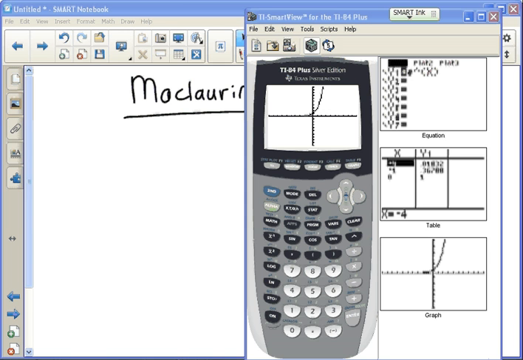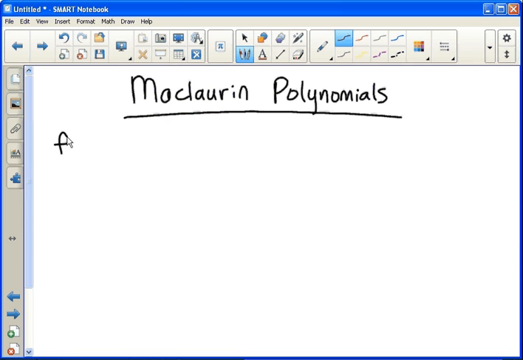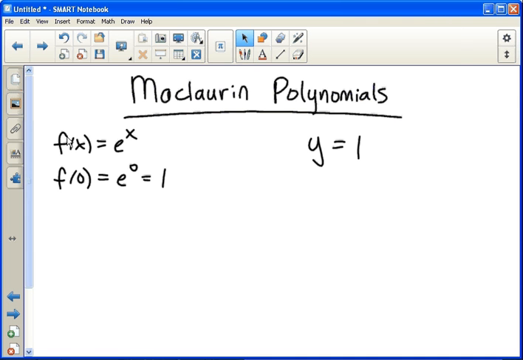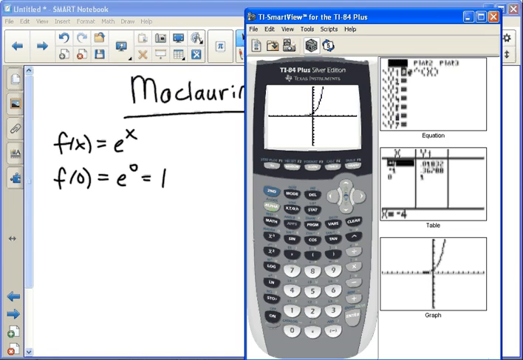So let's consider f of x equals e to the x. And if we want it to be correct at 0, then we're saying, okay, f of 0 has to equal 1, because that would be e to the 0 equals 1. Okay, so we want to pass through the point 1. Well, the simplest way to do that is to just use y equals 1.